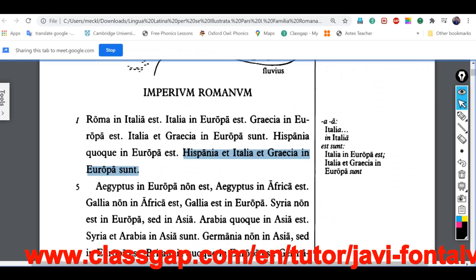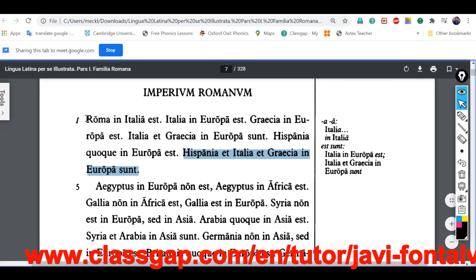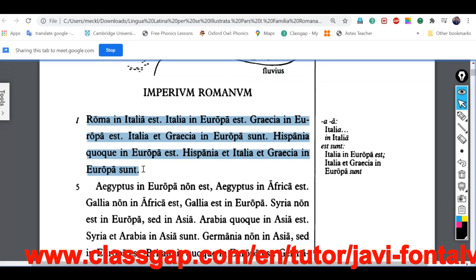So here we are starting to read. We're reading the first chapter, which is called Imperium Romanum. We just read the first paragraph and translated it into English. I'm going to translate it into Spanish, so you can also listen to it in Spanish. Okay, muchas gracias. De nada. By the way, I'm using restored classical pronunciation, not ecclesiastical, but the language is still the same. It just changes the pronunciation a little bit. In restored classical pronunciation, every letter has only one sound.